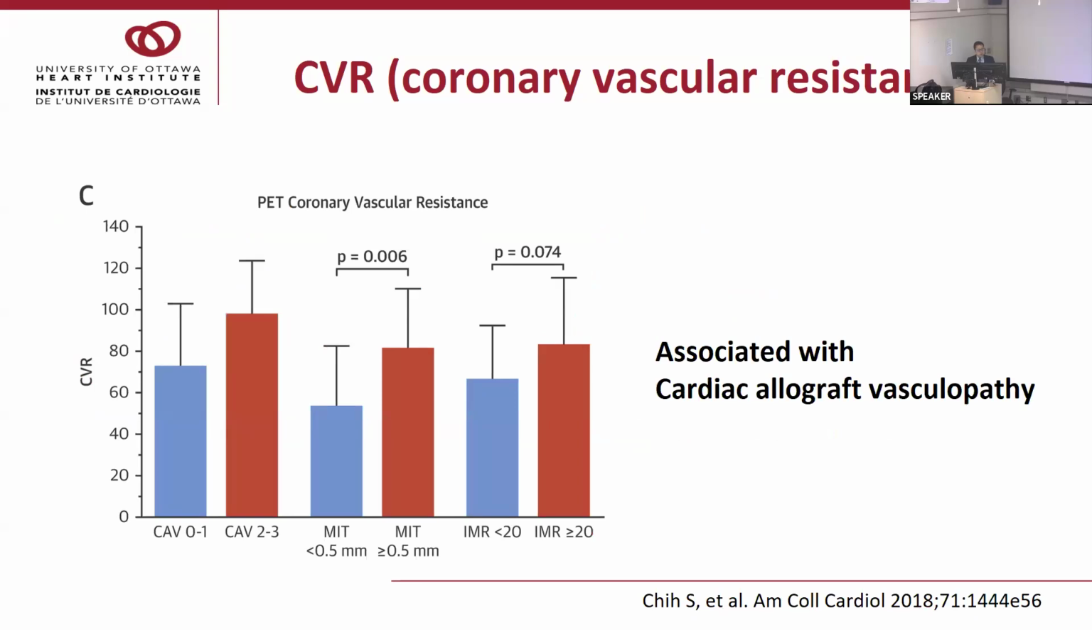Dr. Chih and colleagues evaluated the association between PET flow parameters and the incidence of allograft vasculopathy in patients undergoing heart transplantation. So they found that increased CVR was associated with allograft vasculopathy, which is related to coronary microvascular dysfunction. And in addition, when evaluating the correlation between IMR and CVR, there was a moderate but significant correlation between the two. So therefore, we often include CVR values in our clinical PET report, especially for heart transplant patients.